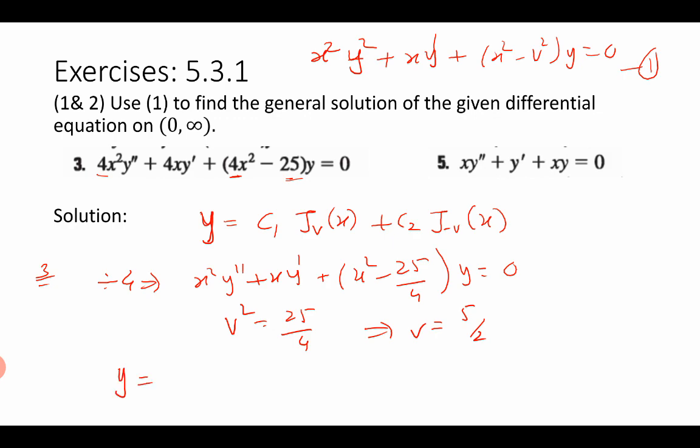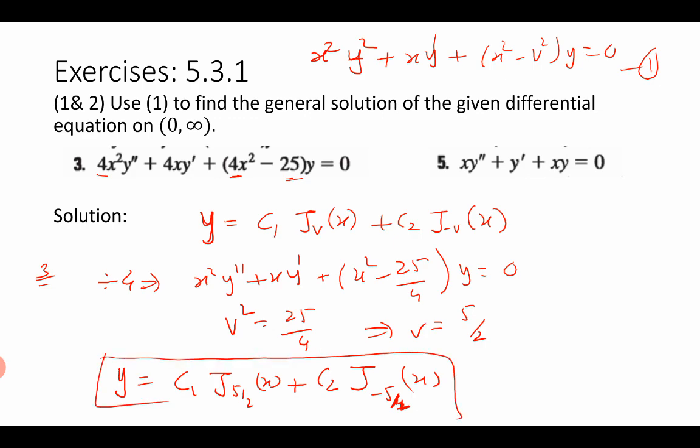y is equal to C1 J 5 over 2 of x plus C2 J negative 5 over 2 of x. Instead of J negative 5 over 2, you can write the second function, the function of second kind, Yv of x. That's the solution for problem number 3. Just try the same for problem number 5.